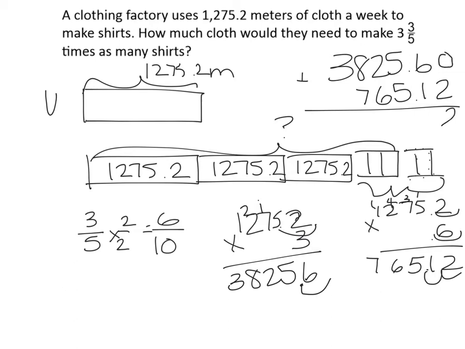2 plus 0 is 2. 6 plus 1 is 7. 5 plus 5 is 10. 6 plus 2 is 8, plus 1 is 9. 8 plus 7 is 15. 3 plus 1 is 4. And my decimal comes straight down into my answer, which is 4,590 and 72/100ths. So my sentence would say they would need 4,590 and 72/100ths meters of cloth.